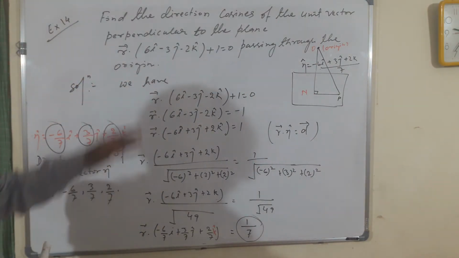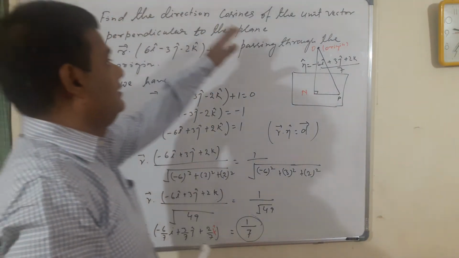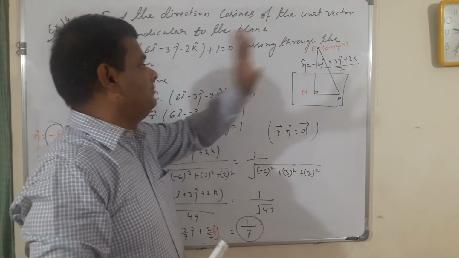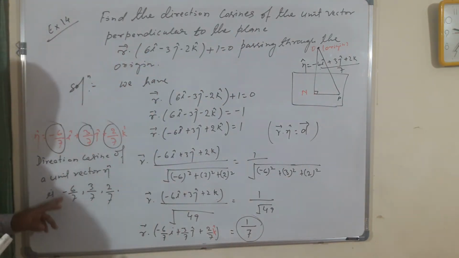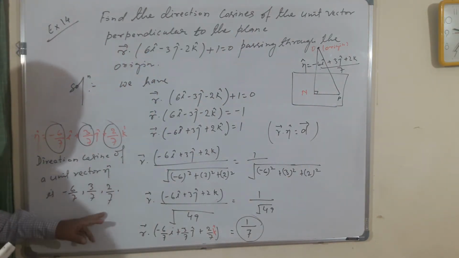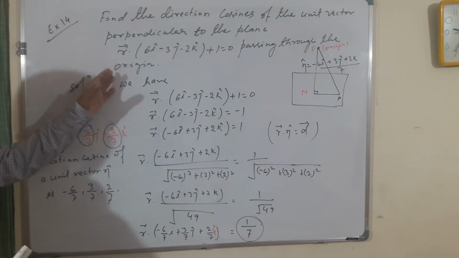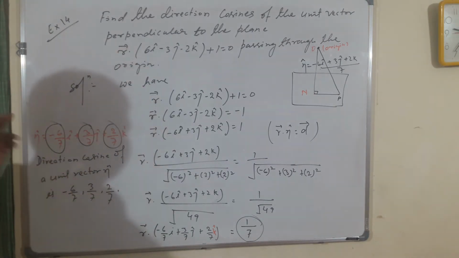So the only thing asked in the question is to find the direction cosine of the unit vector. So minus 6 by 7, 3 by 7 and 2 by 7 are the direction cosines of the unit vector.